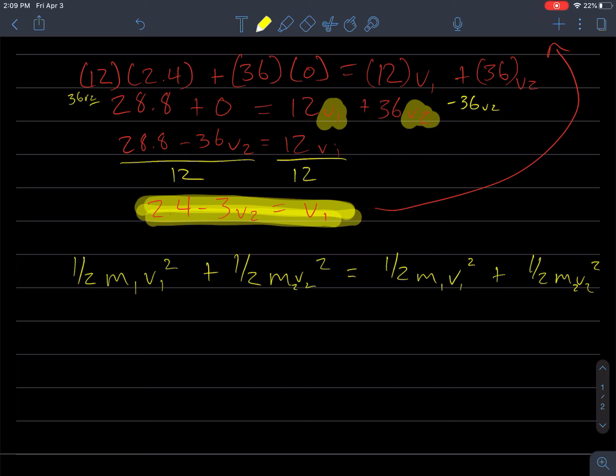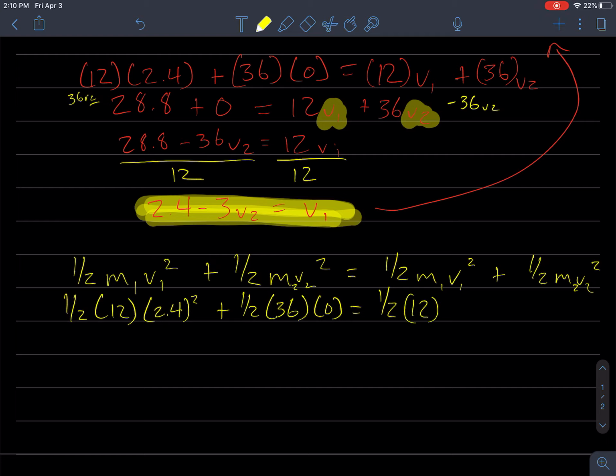All right, so let's plug in numbers we know. We know that our first mass is 12. Our first velocity is 2.4 squared plus 1/2 times 36 times 0 equals 1/2 times 12 times v1 squared plus 1/2 times 36 times v2 squared.